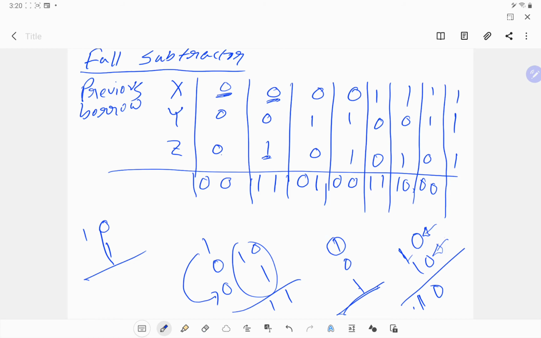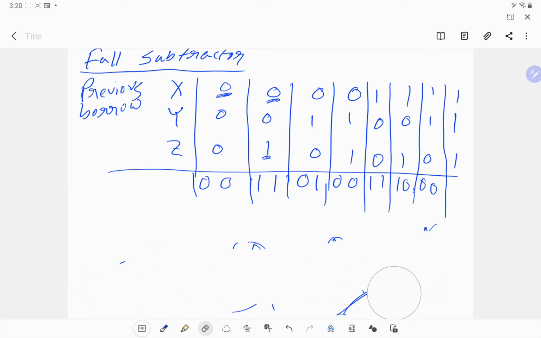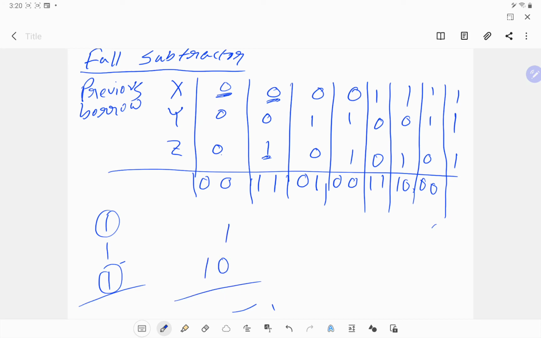So if we have 1 1 1, okay, then we add this 1 and that 1, and 1 plus 1 gives us 1 0, and we have that one. So now we have a borrow here. Borrow, the difference is 1. So this is 1 1. So we got it for each of the combinations. Now we find the truth table, and so now designing the circuit is easy.